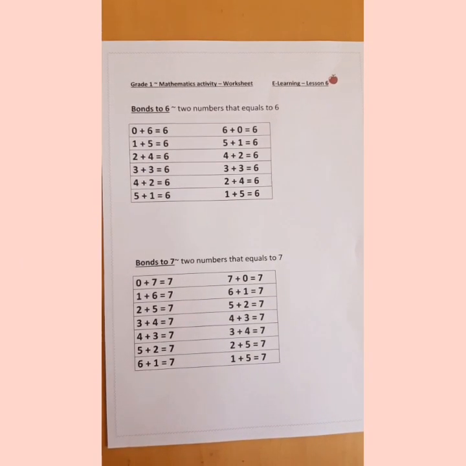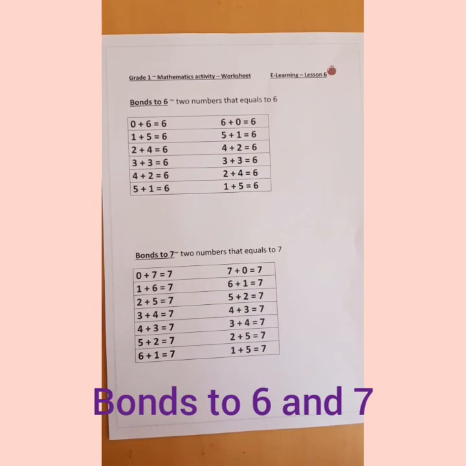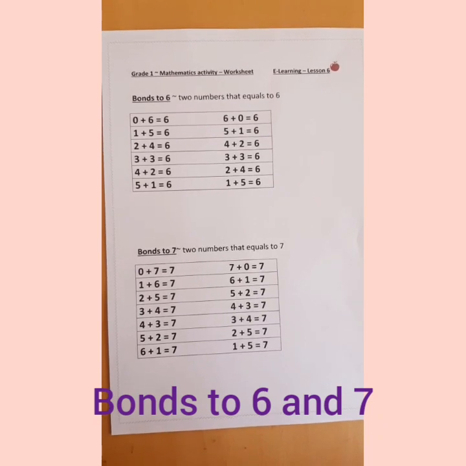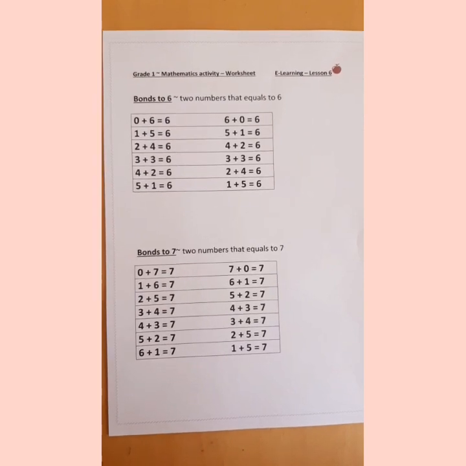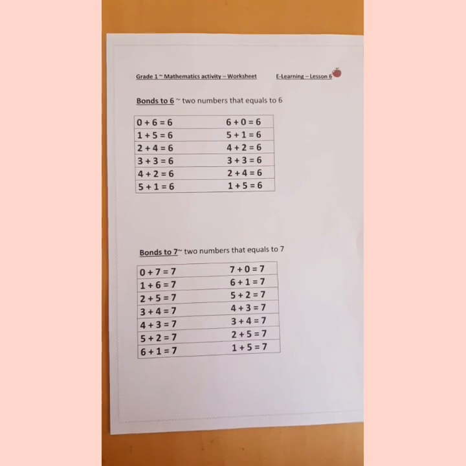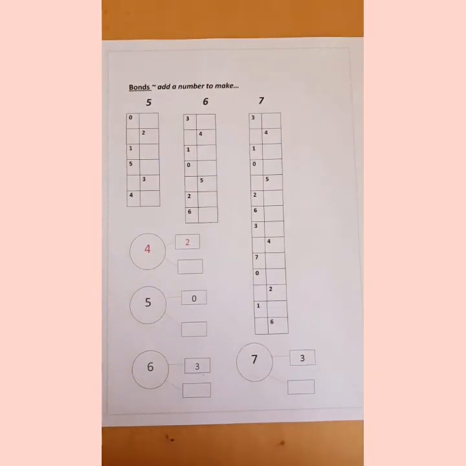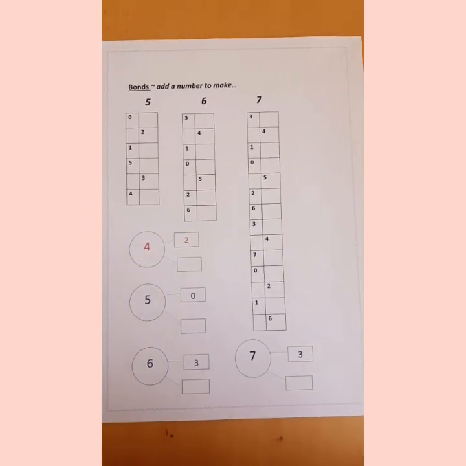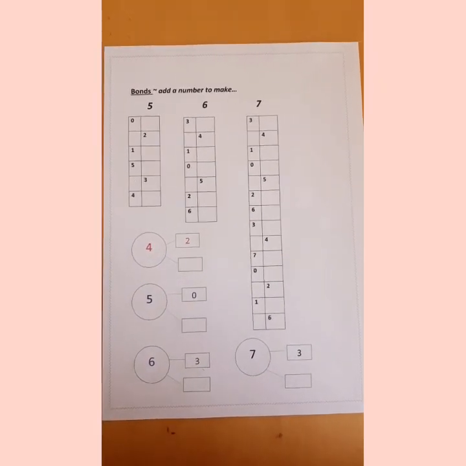The activity that you'll be getting this week are your number bonds to 6 and bonds to 7. You need to practice your bonds every day. Your bonds to 6 is any 2 numbers that equal 6, and bonds to 7, any 2 numbers that equal 7. Parents, please assist the children with this part of the worksheet. The bonds are in columns and they need to add a number to make the bonds of 5, 6 and 7.